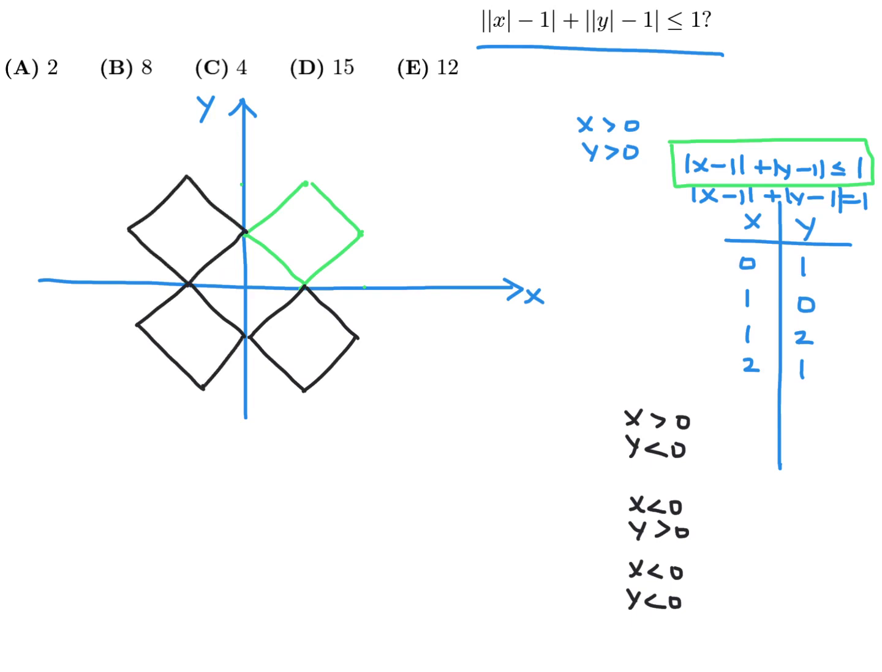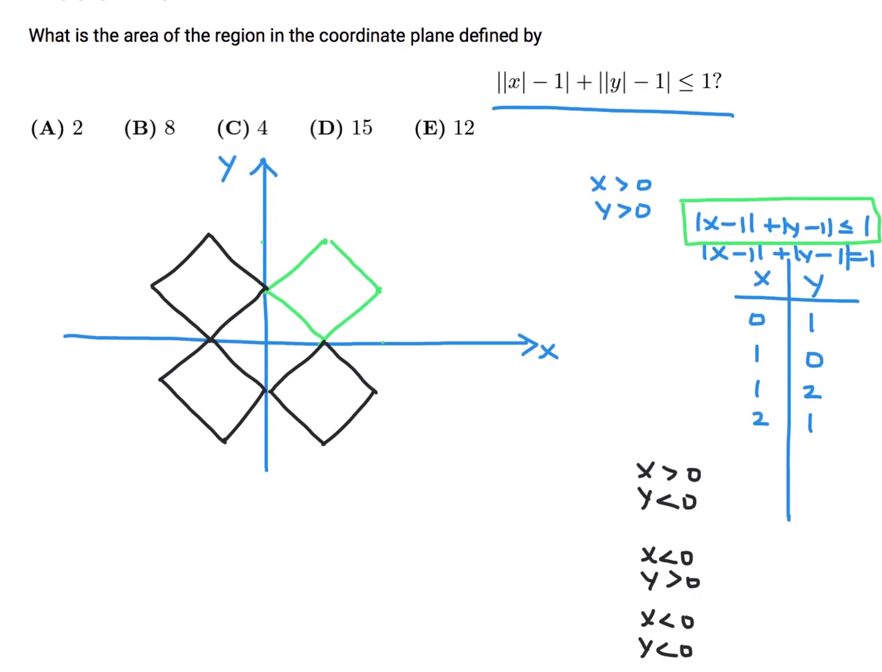And what they want, I believe, is the total area. Okay, well, since they're exactly the same, we'll just calculate the area of that one and then multiply by 4. Well, from here to here was 1, right? And from here to here was 1. So using Pythagoras, you can easily figure out that that's root 2. And therefore, this is all root 2.